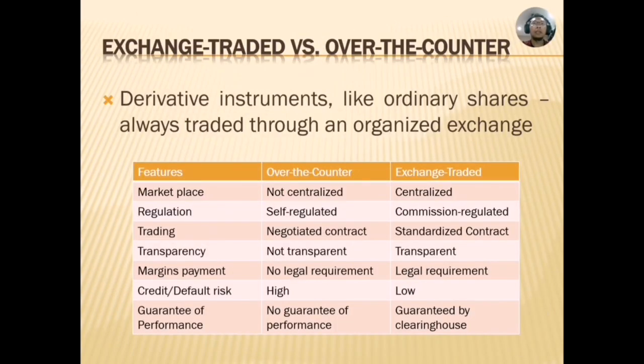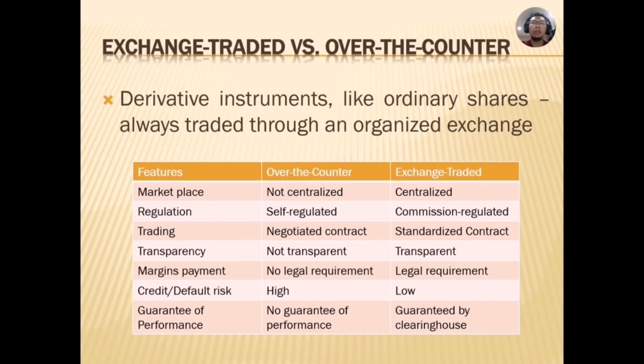Derivative instruments, like ordinary shares, are always traded through an organized exchange. Okay, so first we will see the features for over-the-counter and exchange traded. First is the marketplace. Over-the-counter is not centralized, exchange traded is centralized. Regulation: over-the-counter is self-regulated, while exchange traded is commission regulated.